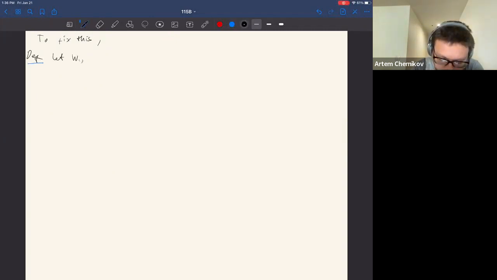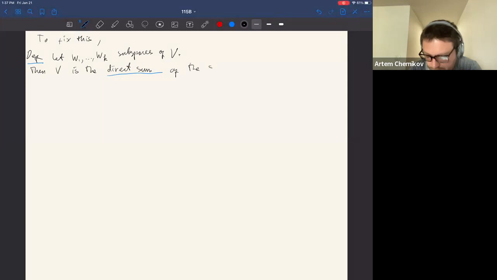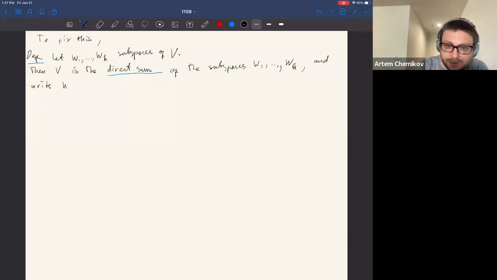Again, assume we have W1 through Wk subspaces of V, okay? Then we say that V is the direct sum, as opposed to just sum, yeah, the direct sum of the subspaces W1 through Wk. And we will also write this as V is equal to W1, now we have circle plus instead of just plus, okay, circle plus Wk.